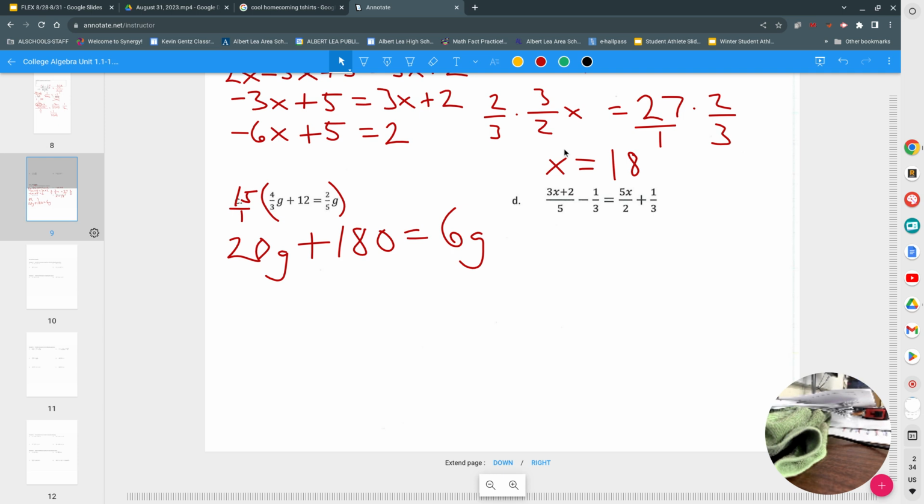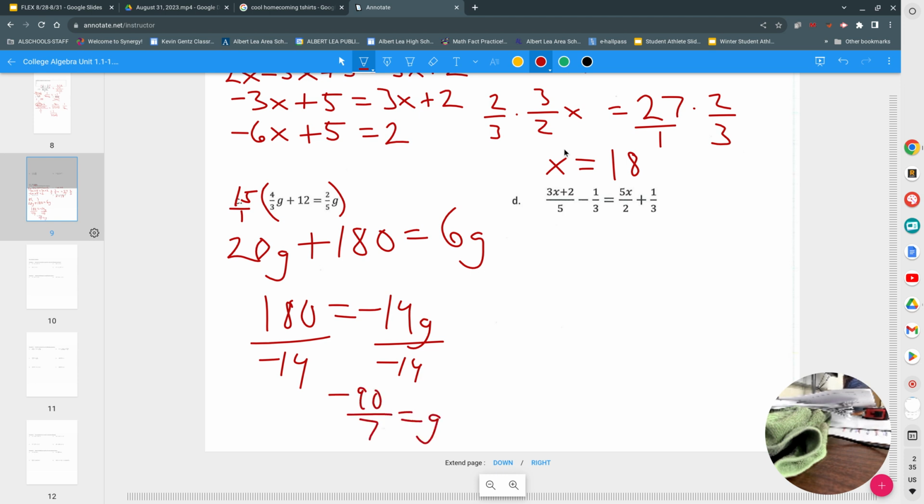Now I'm going to argue that that equation is now easy to solve compared to the first one. So if you have fractions, feel free to multiply through by something in order to get rid of that denominator. I subtract the 20g over, I get 180 is equal to negative 14g. Divide by negative 14. Notice they are both divisible by 2, so I have negative 90 over 7 is equal to g. Don't be surprised to end up with numbers that are difficult to plug back in.